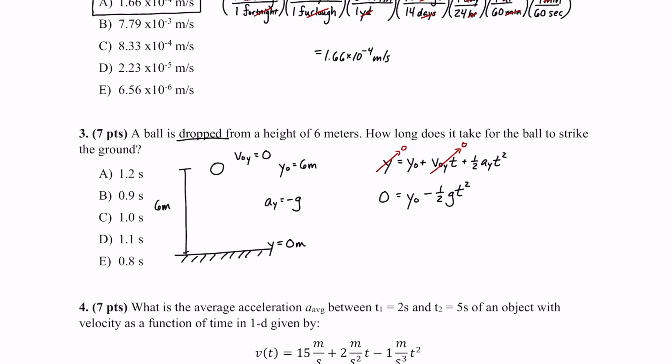With these simplifications, our equation now has this form, which we can solve for t, as t equals the square root of 2 y naught divided by g, and then plug in numbers. So y naught equals 6 meters for our initial height, and 9.81 meters per second squared for the acceleration due to gravity. Plugging those numbers into a calculator, we get 1.1 seconds, which is answer choice D.